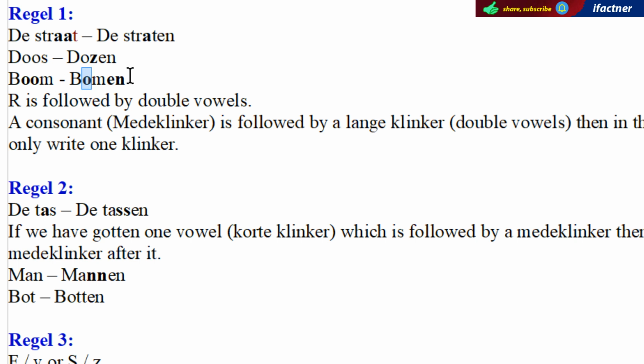So it becomes bom, and we can either add an N, S, or apostrophe S, depending upon the above 3 rules, and according to the above 3 rules we have to add an N at the end. So this is rule number 1 for the spellings. Let's discuss rule number 2.